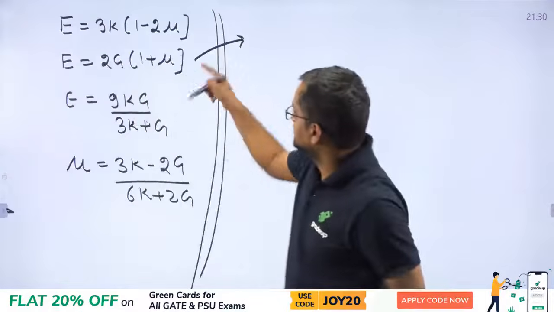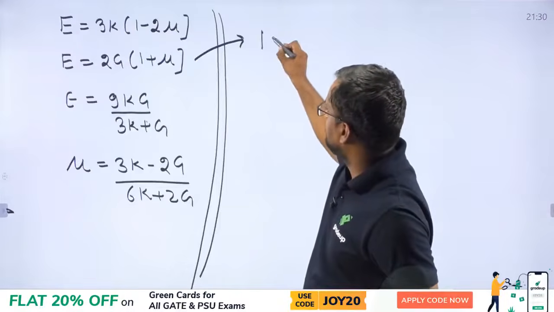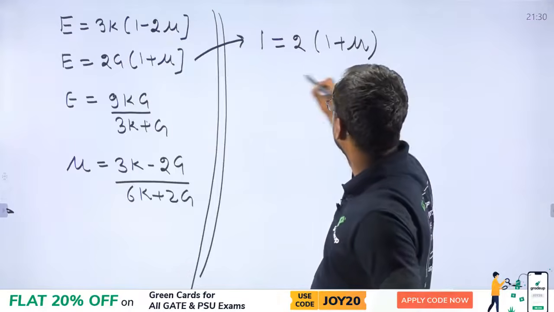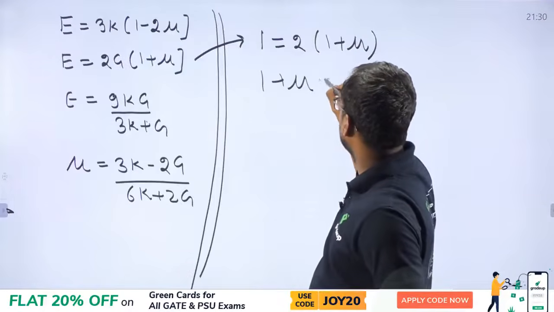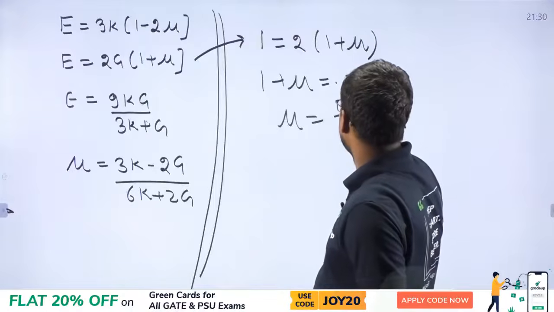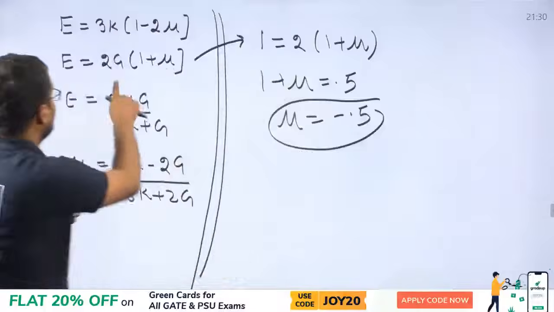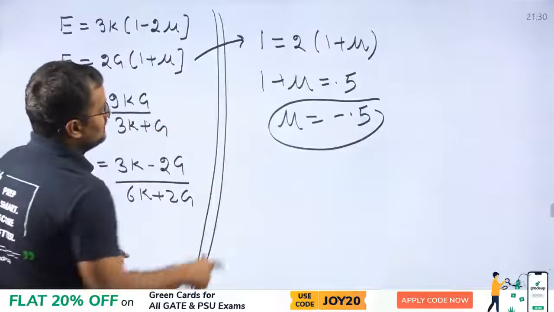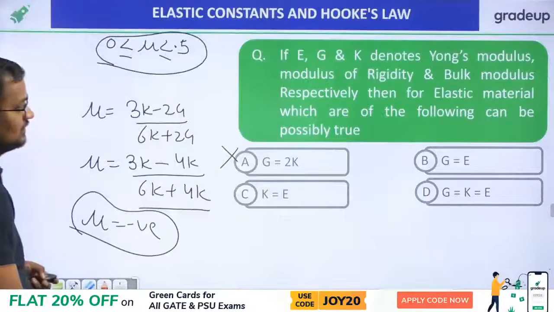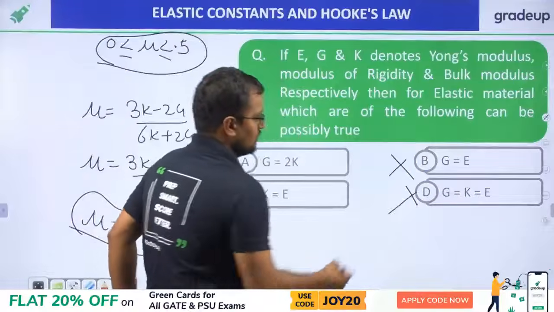Suppose take this relation. If G and E are equal, then both will be cancelled out. Then it will be 1, 2, 1 plus mu. So 1 plus mu is equal to 0.5. So mu will be how much? Mu will be minus 0.5. Not possible for elastic material. So if I take E and G equal, relation will be like this. So my friend, then E can't be equal to G. Therefore, if this E can't be G, then this is also not correct.